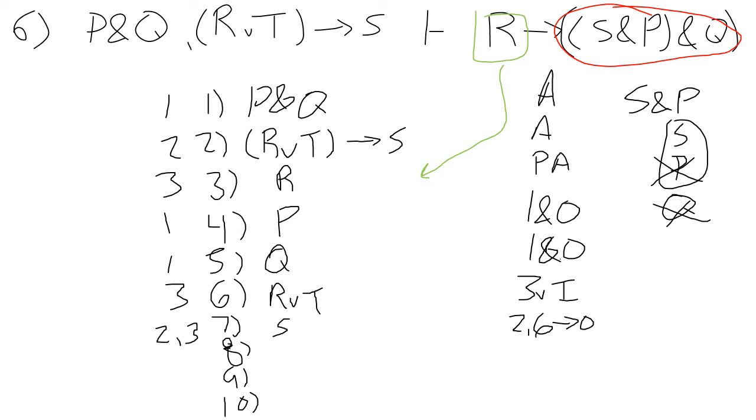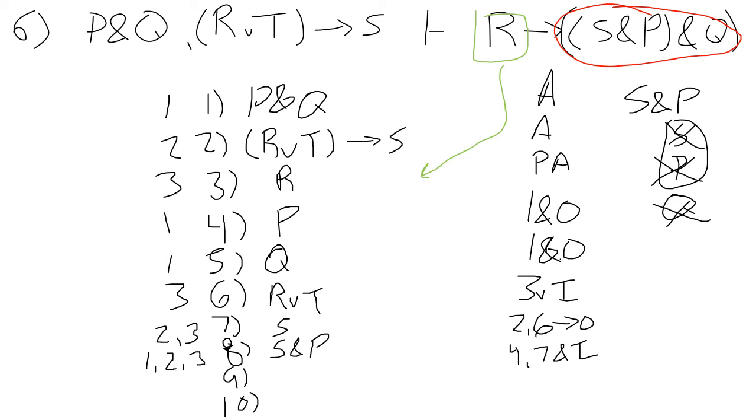Now we've got our S, so we just need to build everything the way that we need it to be built. So we need the S and P together first. S and P, P is in line 4, S is in line 7, do an ampersand in. 4 has 1 next to it, 7 has 2 and 3.